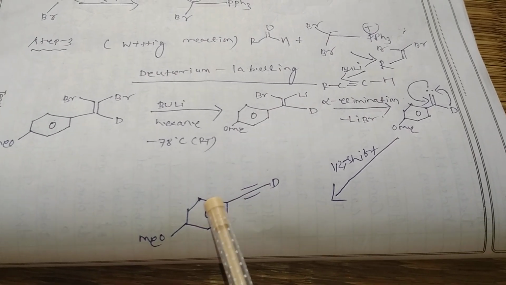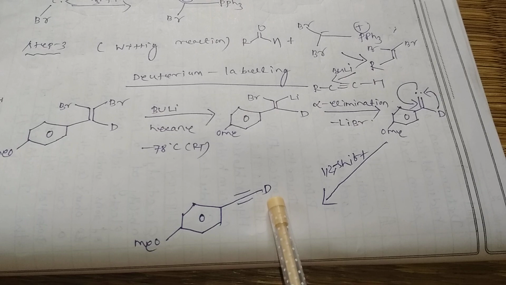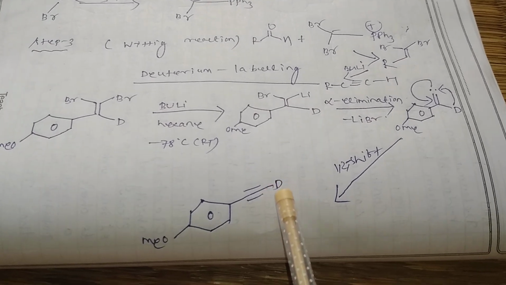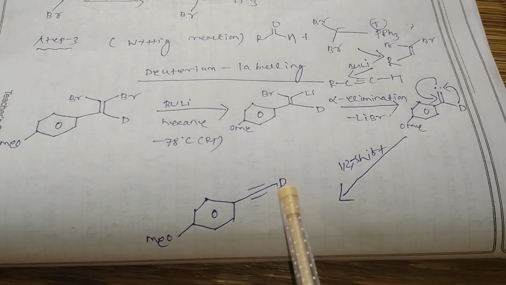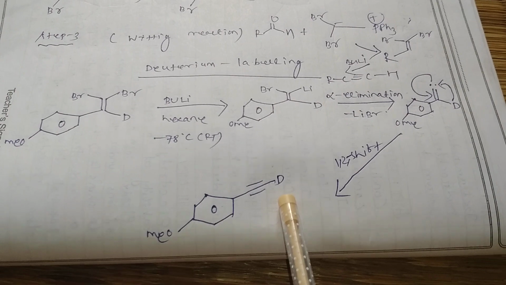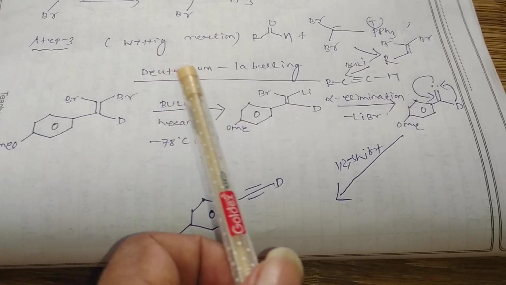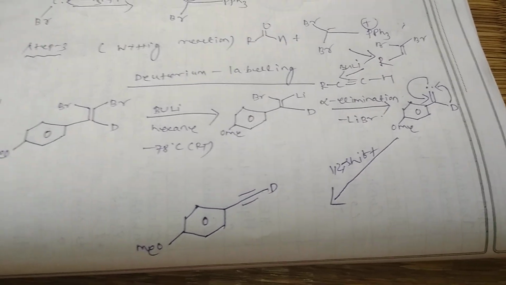That means an aromatic substituted alkyne, and here the deuterium will be substituted in place of the proton, the hydrogen atom. So from this it can be concluded that the formation of the alkyne takes place, as shown by deuterium labeling. Deuterium is labeled at the hydrogen atom of the alkyne.